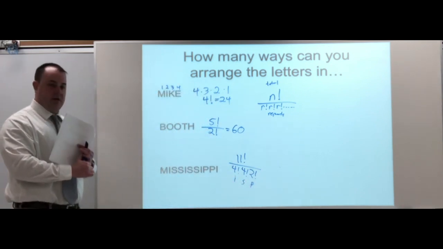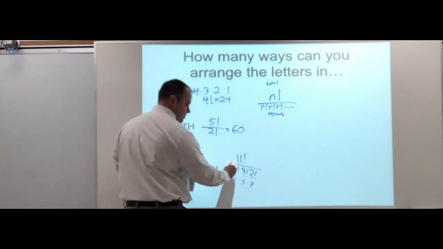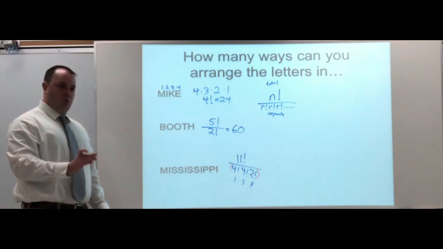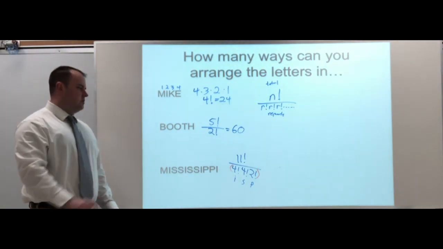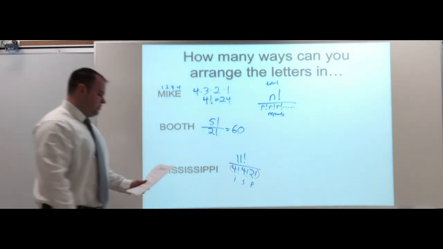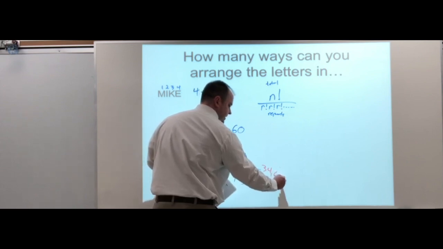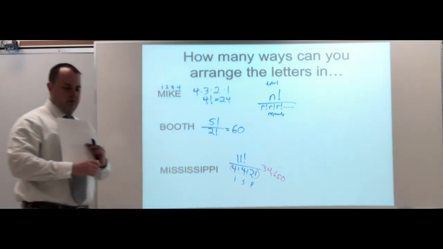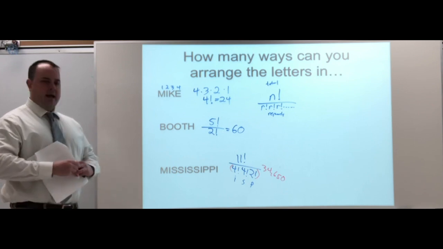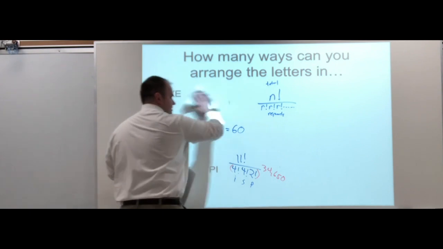Now, if you're plugging this into your calculator, make sure you put that denominator in parentheses. Okay? Putting that in parentheses is important because of order of operations. You want to multiply all those values in the denominator first before you do that division. And this should give you 34,650 different ways to rearrange those letters. Now again, this is an example using letters. It works with any object.